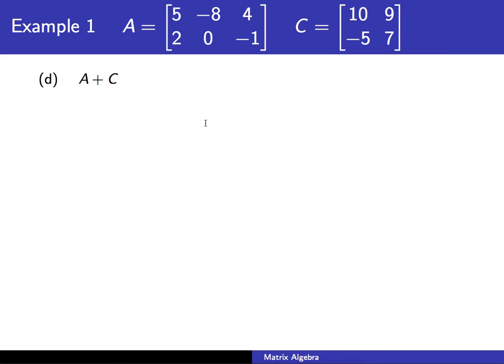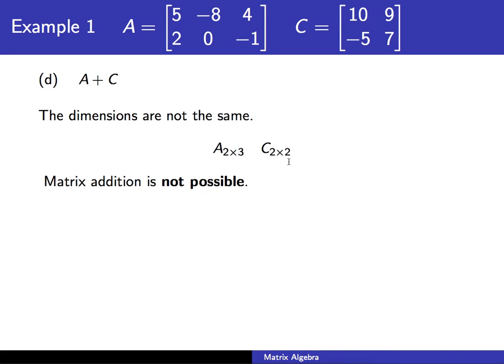All right, part D, we have A plus C. And unfortunately, the dimensions of A are 2 by 3. The dimensions of C are 2 by 2. These are not the same dimensions. So 2 by 3 is not the same as 2 by 2. So for this example, matrix addition is not possible.